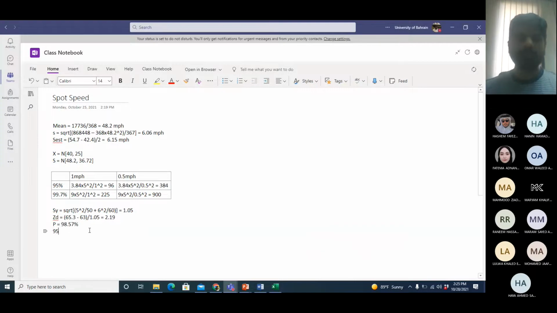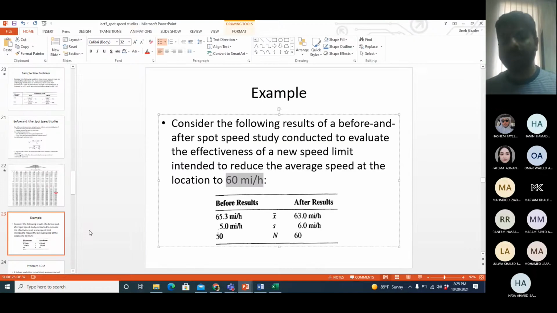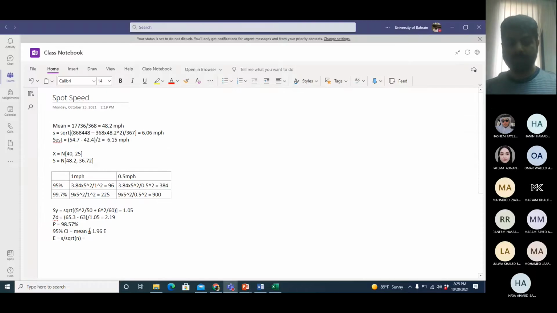Now the 95% confidence interval equals the mean plus minus 1.96 E, where E equals S divided by root of N. I'm doing it for the after data, because I'm trying to achieve the required value after the new speed limit. So I will use the value for the after data. Standard deviation is 6 and N is 60. So give me the value of E.